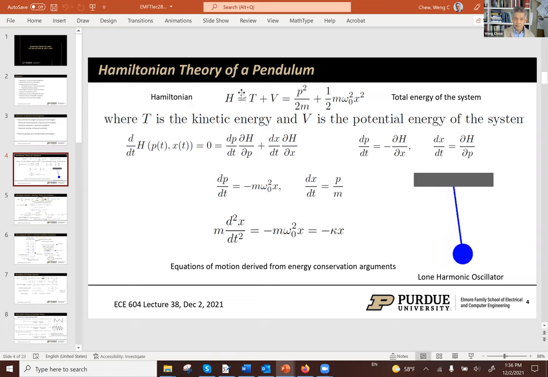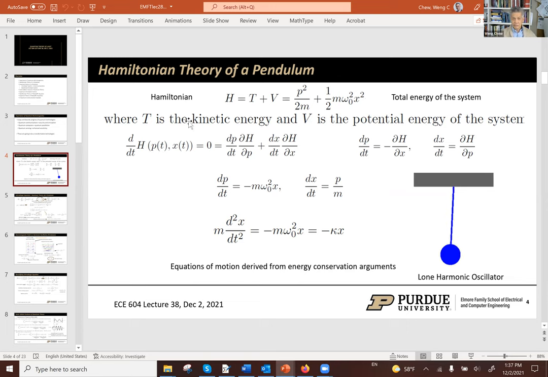For instance, the Hamiltonian of a system is equal to its kinetic energy plus its potential energy. For the case of the pendulum, the kinetic energy is given by the momentum squared divided by 2m. The potential energy is proportional to its displacement squared. So we're actually using a linear theory here, that the force is proportional to displacement, and then the potential energy hence is proportional to the displacement squared.